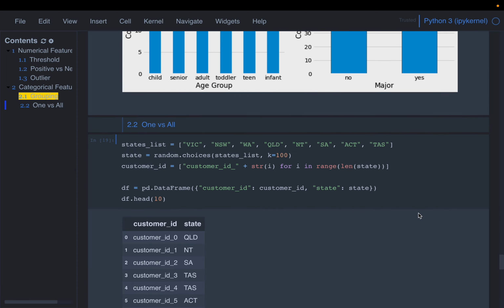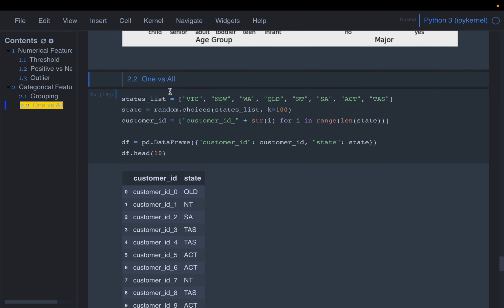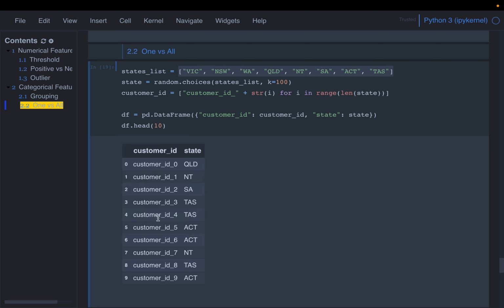Okay. And another scenario where we could be doing this binarization is 1 versus all. Now let's say we are building a model to predict if somebody is likely to purchase the product or not, right? Some customer. Now here we have some demographic information of the customer. These are the 8 states in Australia. Now for each customer, we know their state.